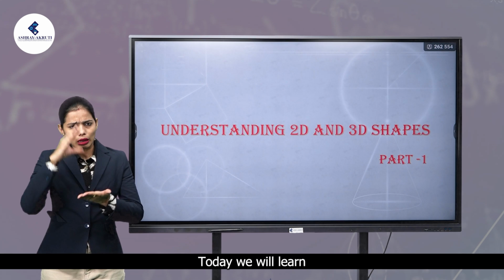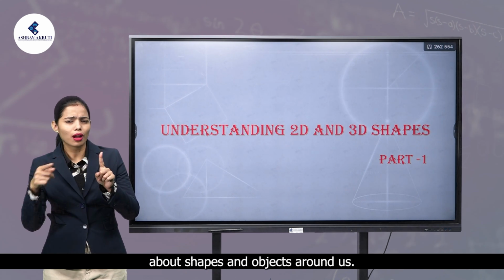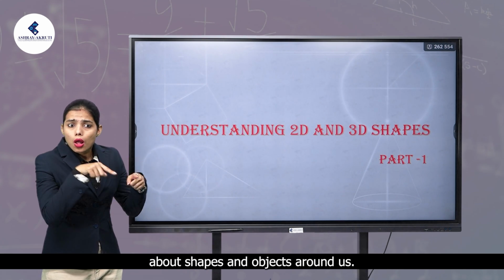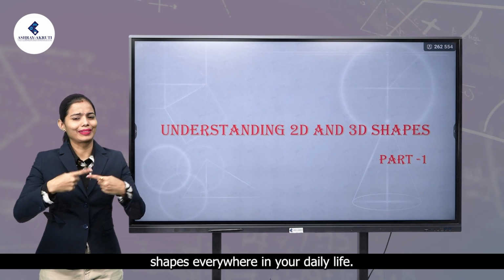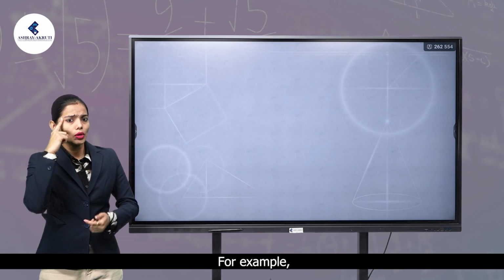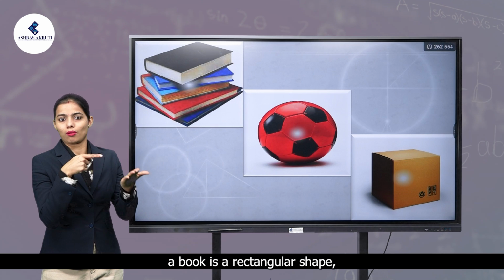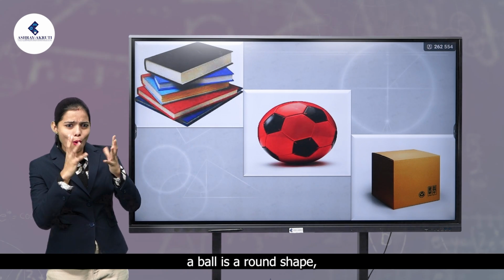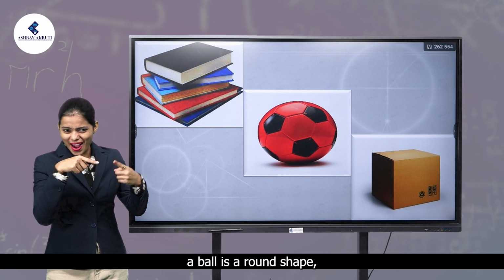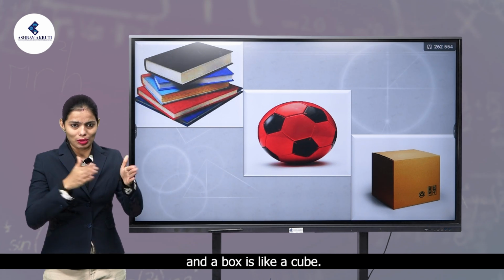Today we will learn about shapes and objects around us. You see shapes everywhere in your daily life. For example, a book is a rectangular shape. A ball is a round shape. And a box is like a cube.